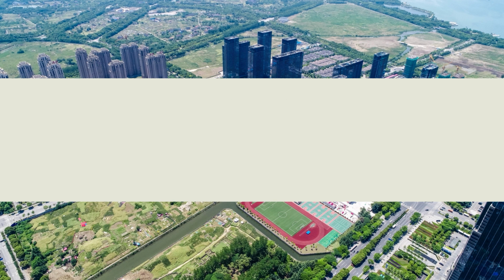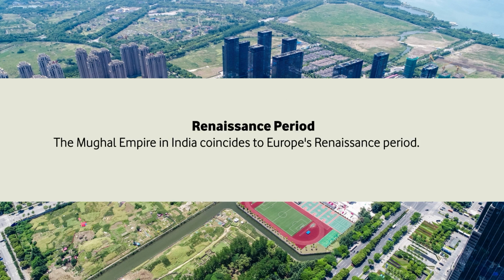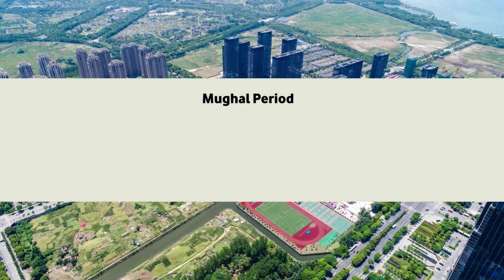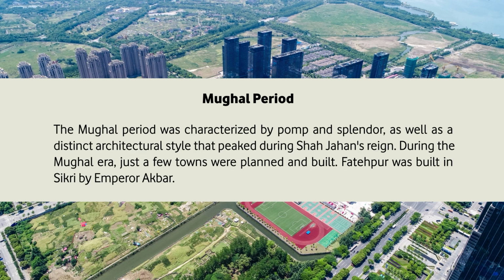Then came the Renaissance period in India. The Mughal Empire in India coincides with Europe's Renaissance period. The Mughal period was characterized by pomp and splendor as well as a distinct architectural style that peaked during Shah Jahan's reign. During the Mughal era, just a few towns were planned and built.